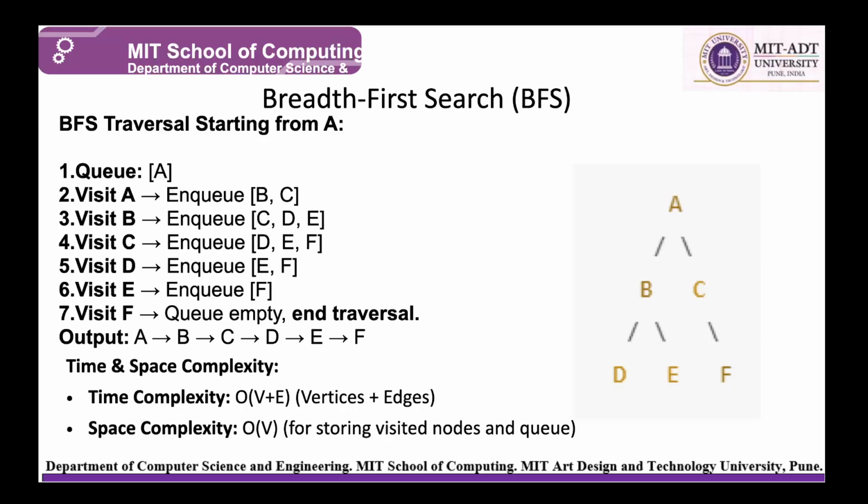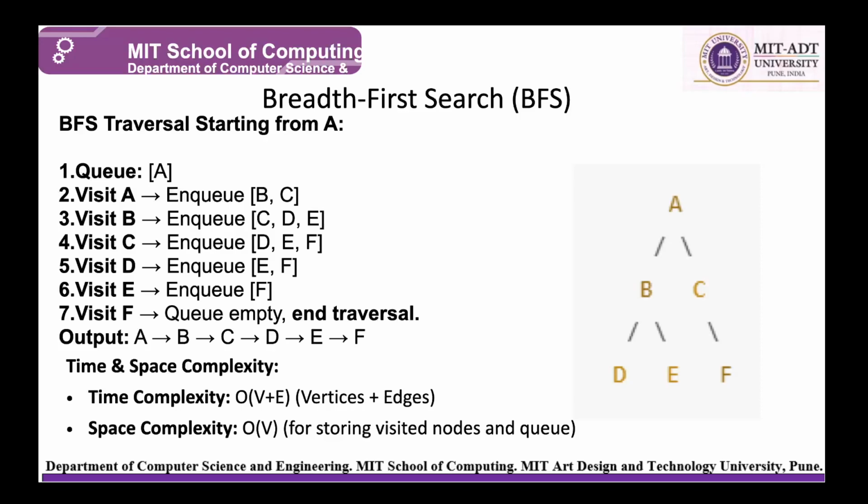That means we are visiting A, and in the queue we will insert the adjacent nodes of the visited node. Here we have visited A, and B and C are the adjacent or neighboring nodes. So these two nodes will be inserted in the queue, B, C. In the next step again we will perform a removal operation. So B will be removed. Now B's adjacent nodes will be inserted into the queue. B's adjacent nodes are D and E. So now in the queue we have C, D, E.